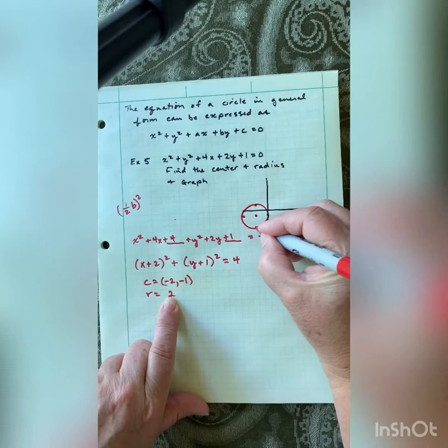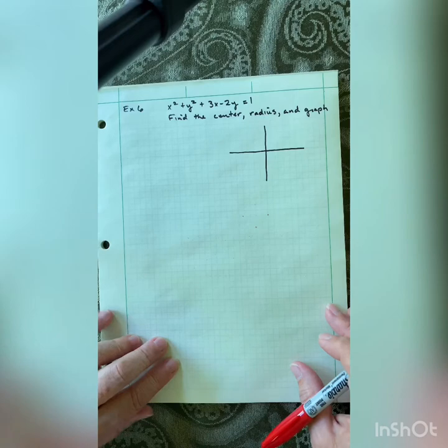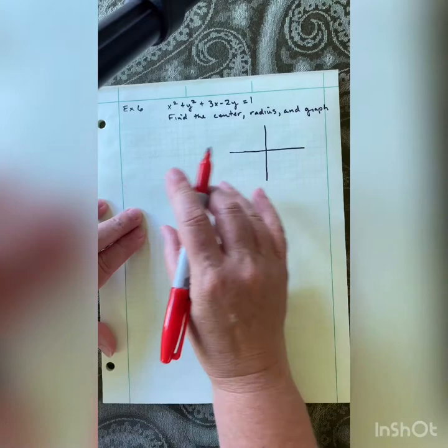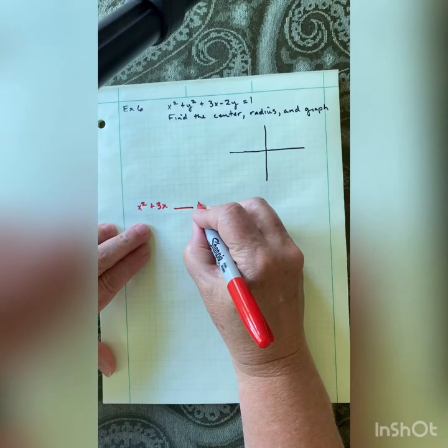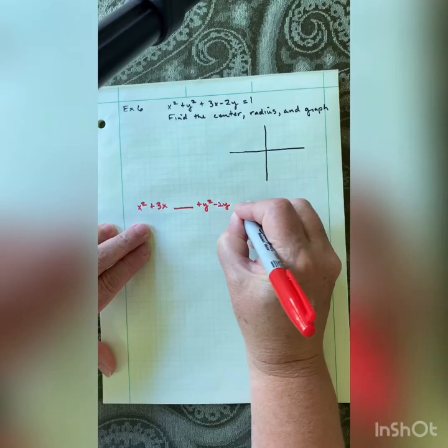All right, let's try one more of those. Okay, this is in general form. I want to change it over to standard form so I can find my center and radius and graph it. So let's rewrite this, putting our x's together, our y's together, and our 1's already over on that side, so that's good. So x squared plus 3x, leave a little space, plus y squared. Oops, that's a minus. Let me change that real quick. Minus 2y, leave a little space, equals 1.